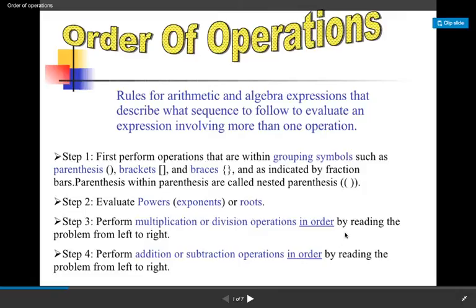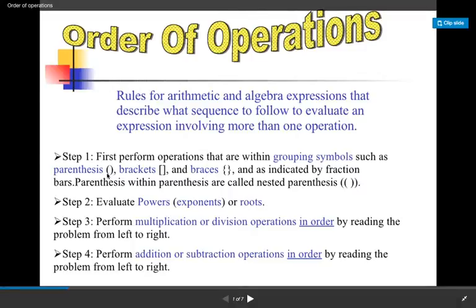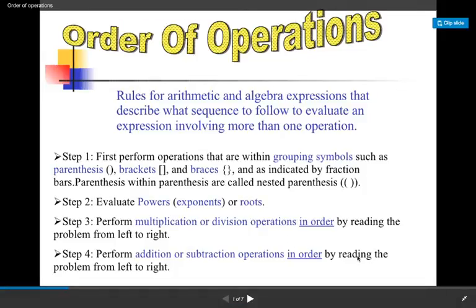For order of operations, we use PEMDAS. So our first thing is parentheses, parentheses of any kind, and then exponents, multiplication or division, and we do that in the order from left to right that they appear in the problem. And then we move to addition and subtraction, also in the order of the problem from left to right.